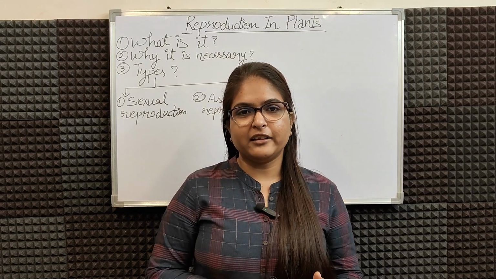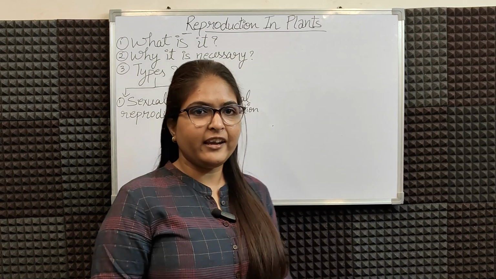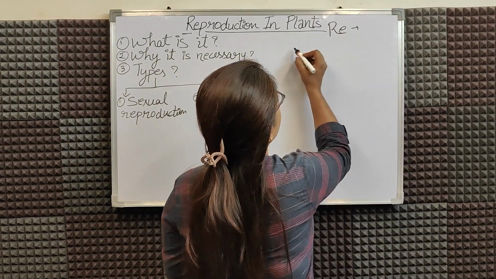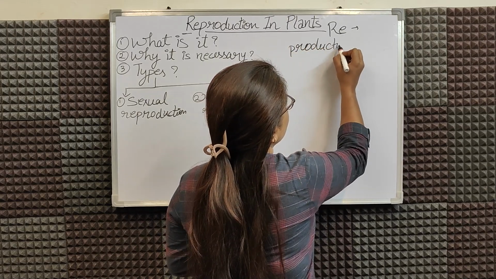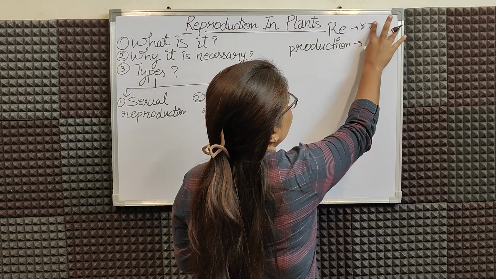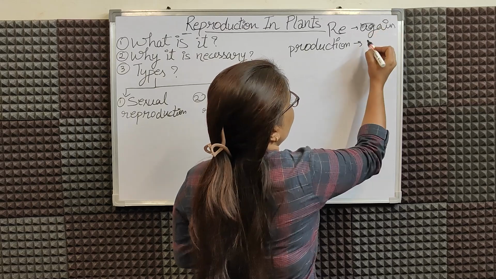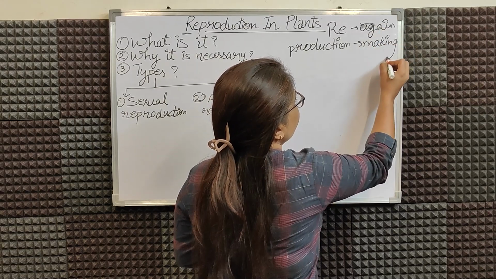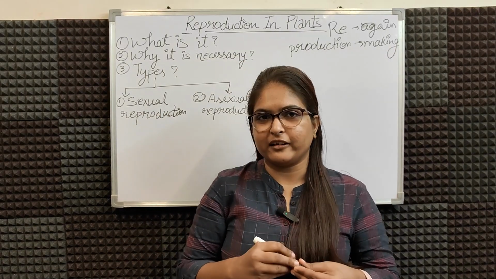So we are going to talk about what is the meaning of reproduction. There are two terms, re and production. Re means again and production means making. So simply we can say it is the process of making anything again and again.